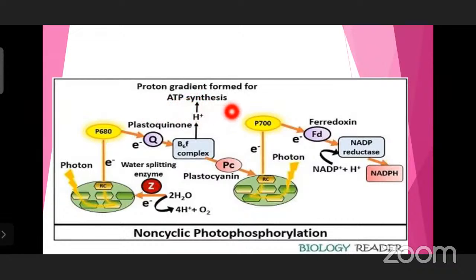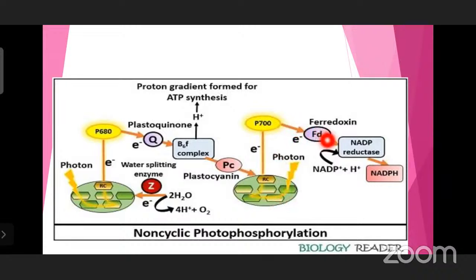ATP synthesis is taking place because ADP will be present, and inorganic phosphate, they are going to get combined, and ATP synthesis will take place here. And here it is different. The electron which is given by PS2 is taken by PS1. Why will it take? It will take because it is also losing its electron. Whenever it loses an electron, it will get back an electron.